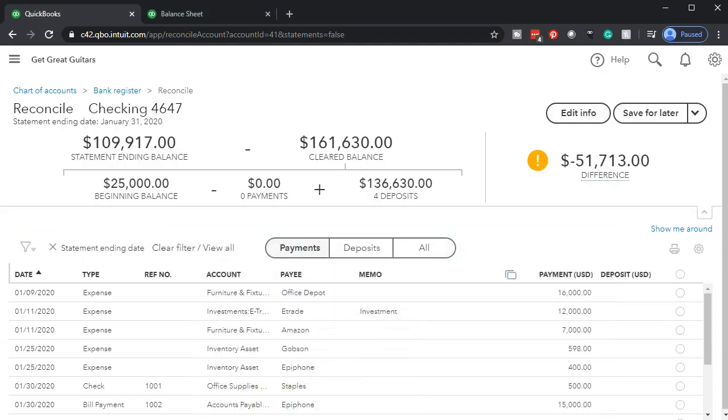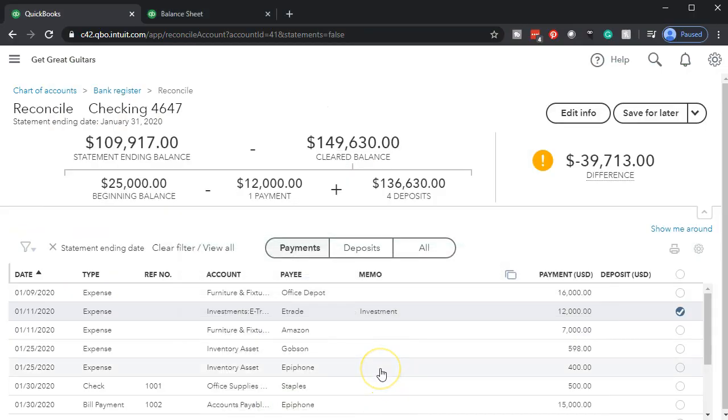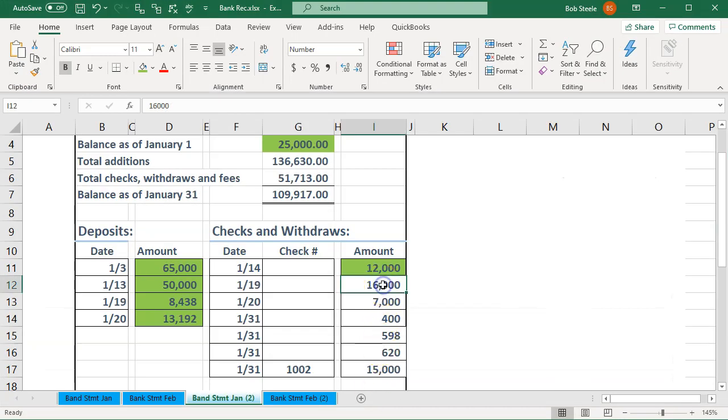Let's see if we can find that on our books. There's the 12,000, so I'm going to check that off. I'm going to go back to our books, right click on it, and highlight it. Make it green because that looks good. I'm going to see if I can make this a little larger without it messing anything up. Seems like everything's okay.